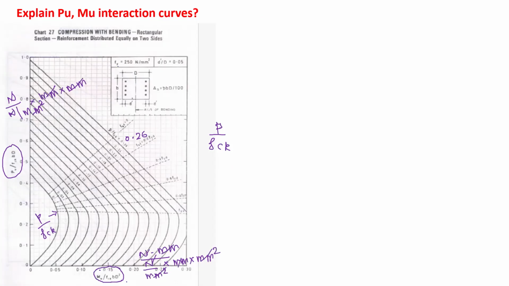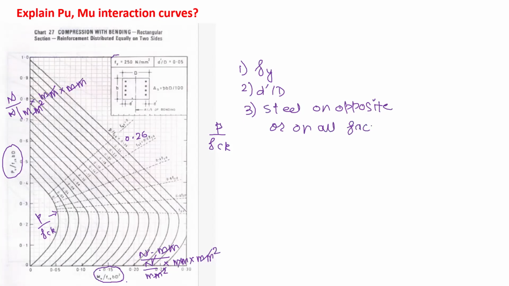Now to select the chart, what is required? First we require the fy value. Second we require the d dash by d value. And then third, you have to see whether there is steel on opposite sides or on all faces. By using this, you have to select the chart to solve the problems.